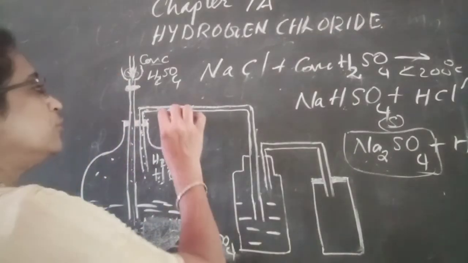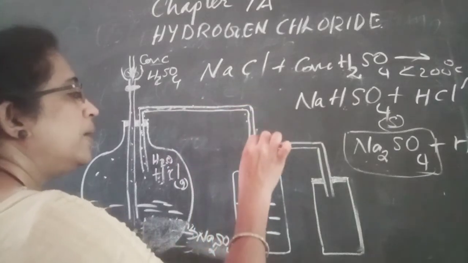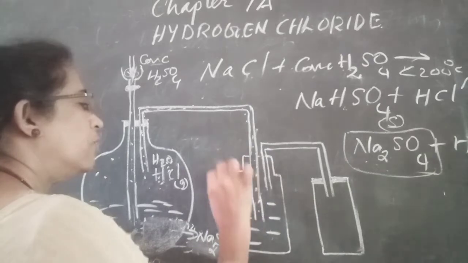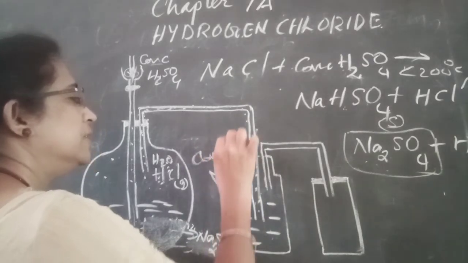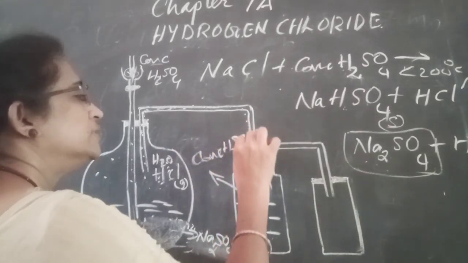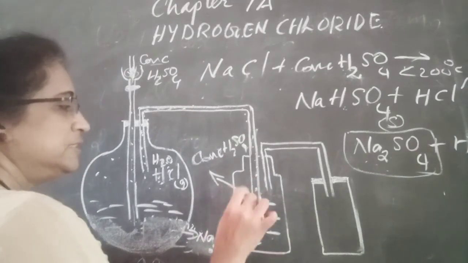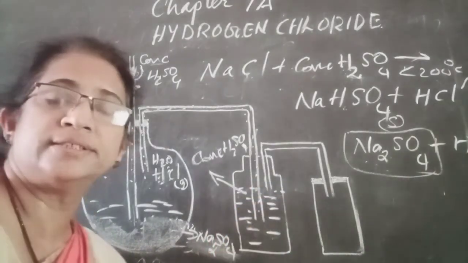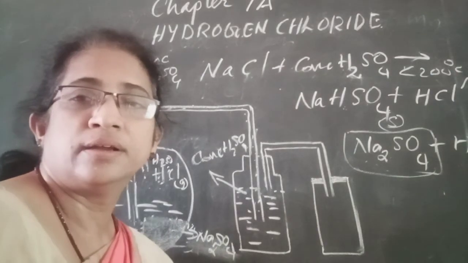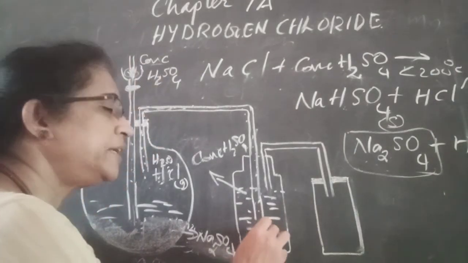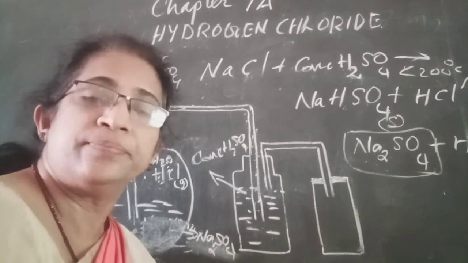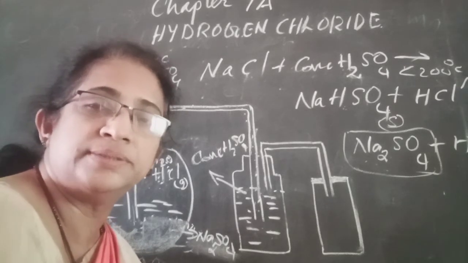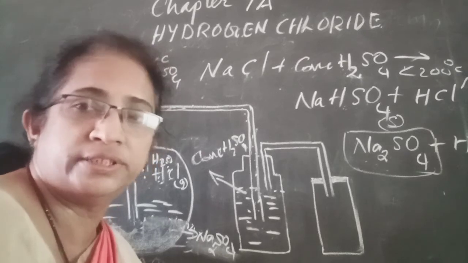Then the gas, on passing through the delivery tube, enters into another bottle which contains concentrated sulfuric acid. Here also we use concentrated sulfuric acid. The solution taken in this bottle is concentrated sulfuric acid, because concentrated sulfuric acid acts as a drying agent. A drying agent is a substance which removes moisture.